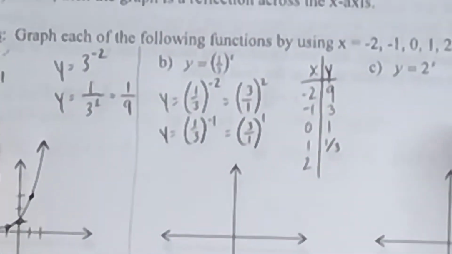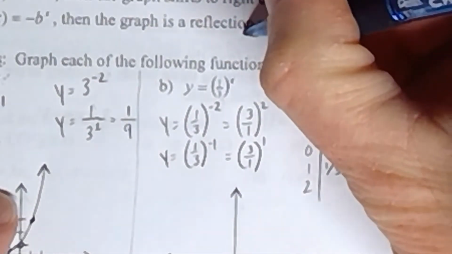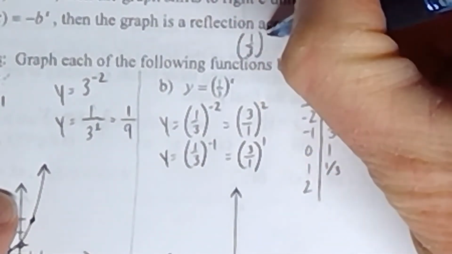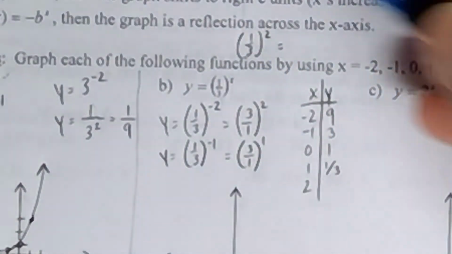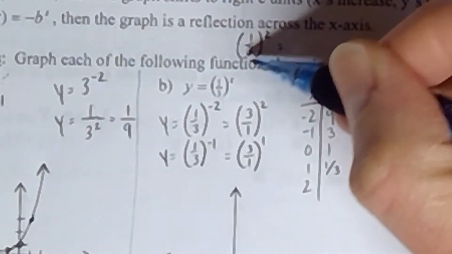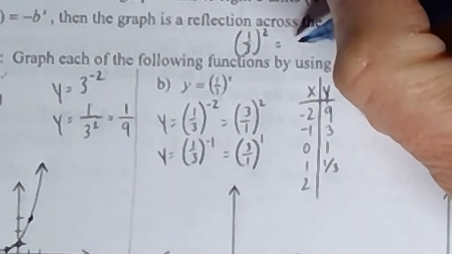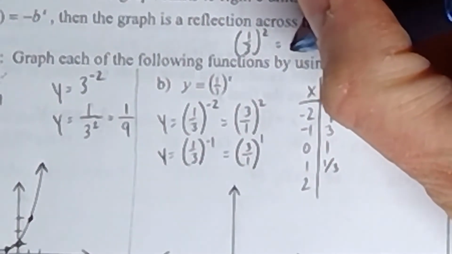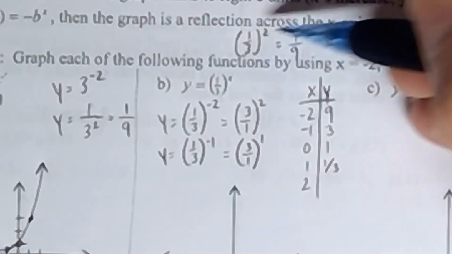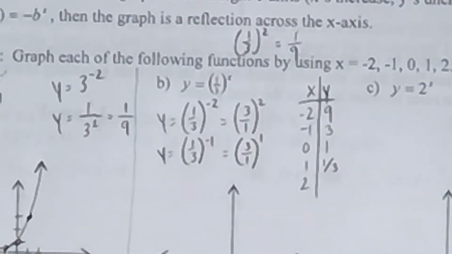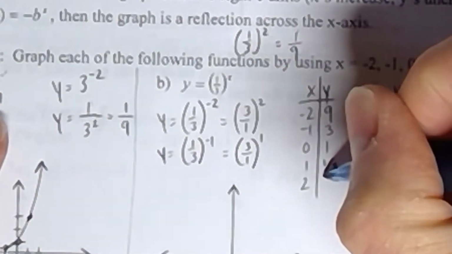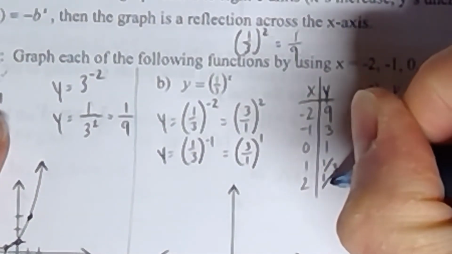And finally, what do I get if I plug in 2? I get 1/3 to the second. What happens when you have a fraction taken to a positive power? You take the top to that power and the bottom to that power, and it creates a brand new fraction. 1 squared and 3 squared gives me 1/9. We also did that in section 1.6. Okay. You notice something interesting about this problem compared to the last one?